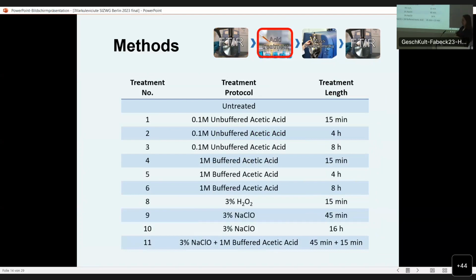Next, we put the ground powder under a bunch of different treatments: the buffered and unbuffered acetic acid, at different times. We also included bleach, as well as a combined method that some people use. We still don't have some of the results from the lower treatment protocols, so we're just going to present what we have so far. And obviously, mass spectrometry and FTIR post-treatment was also done.